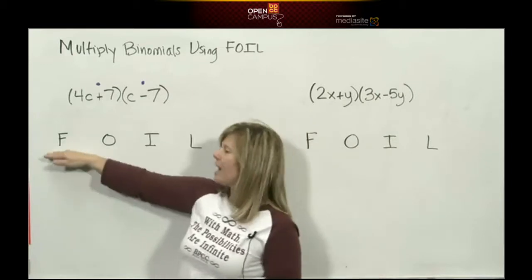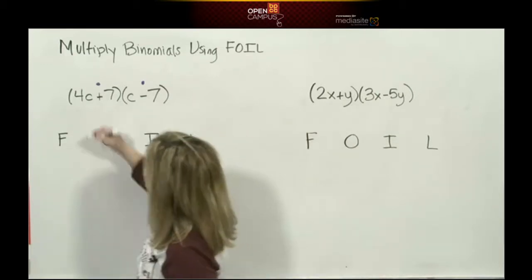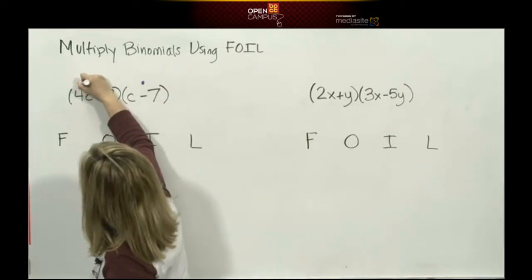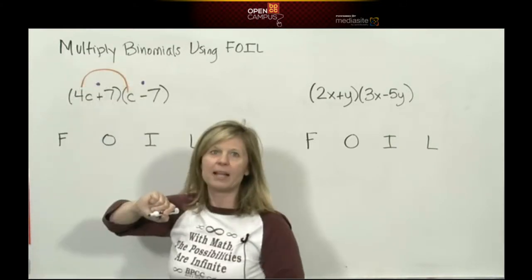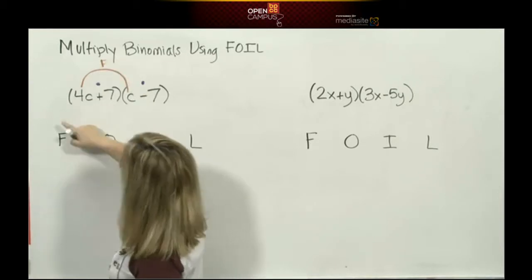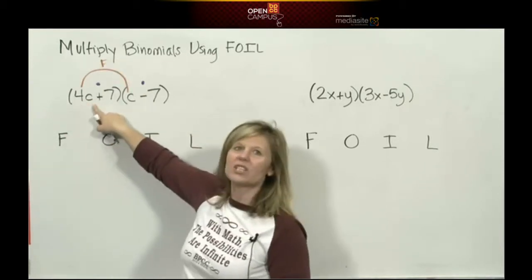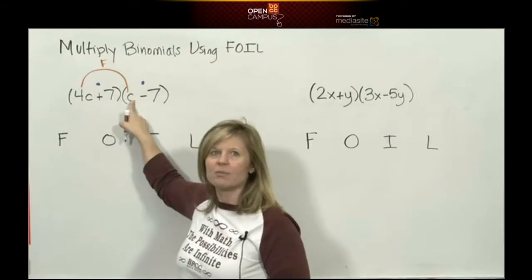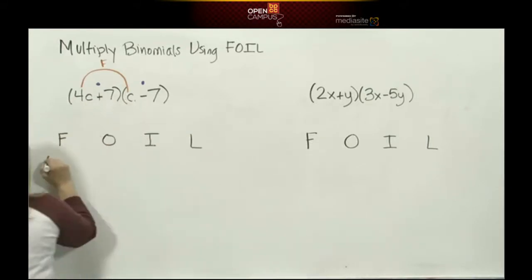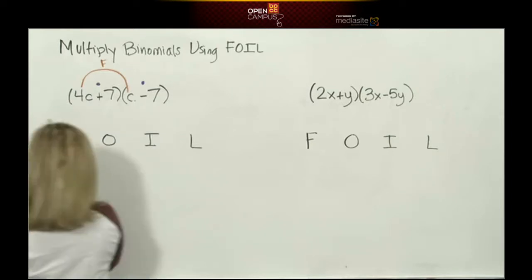So what does F stand for? It stands for who's first. Who is first is the 4c in this parentheses and the c in this parentheses. And that should make the man's eyebrow. So we're going to multiply in our head 4c times c. Well, 4 times 1 is 4, c times c is c squared. So the first term is 4c squared.